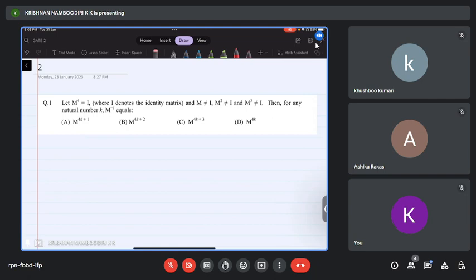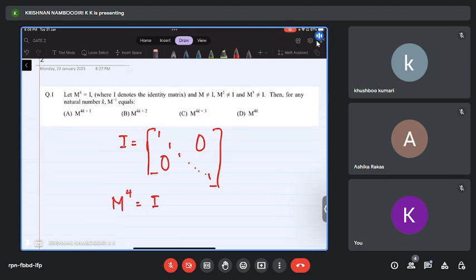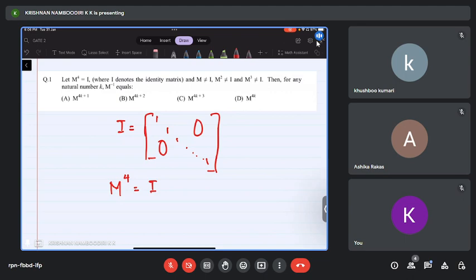Okay, so the first question is as follows. Let m power 4 is equal to I, where I is the identity matrix, maybe of size n. So 1, 1, 1, 1 will come as diagonal entries, all the other entries will be zeros. So this is an identity matrix. It is told that a matrix M has m power 4, the fourth power of the matrix M, equal to the identity matrix. And also given that m square and m cube are not equal to identity matrix. Then for any natural number k, m inverse equals to.